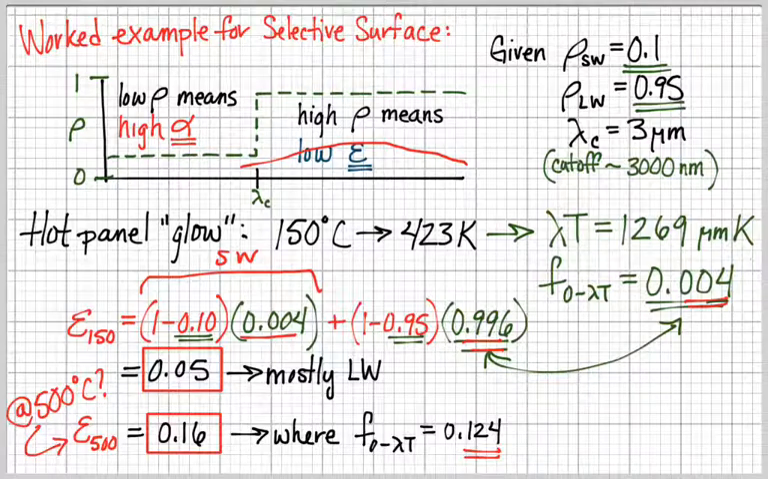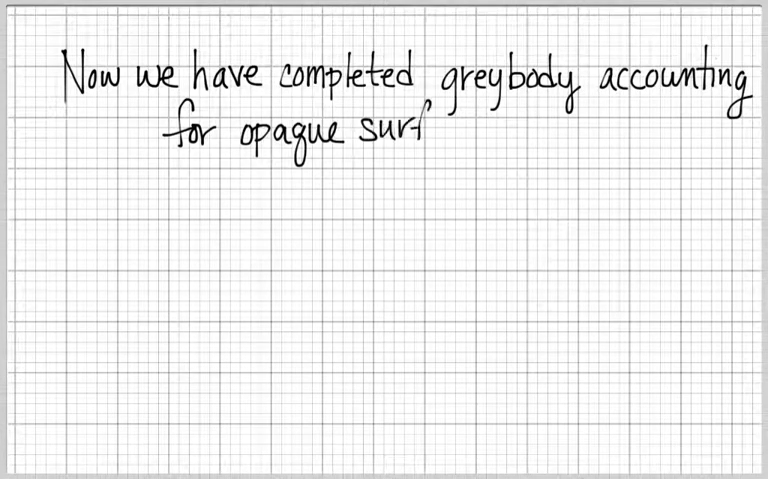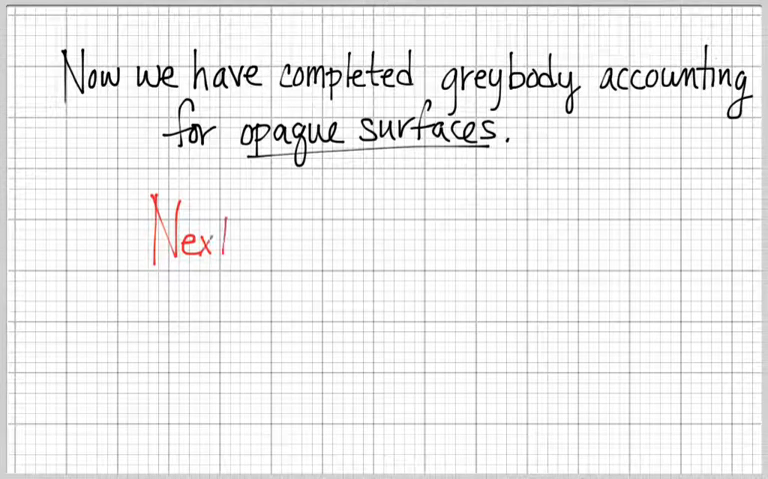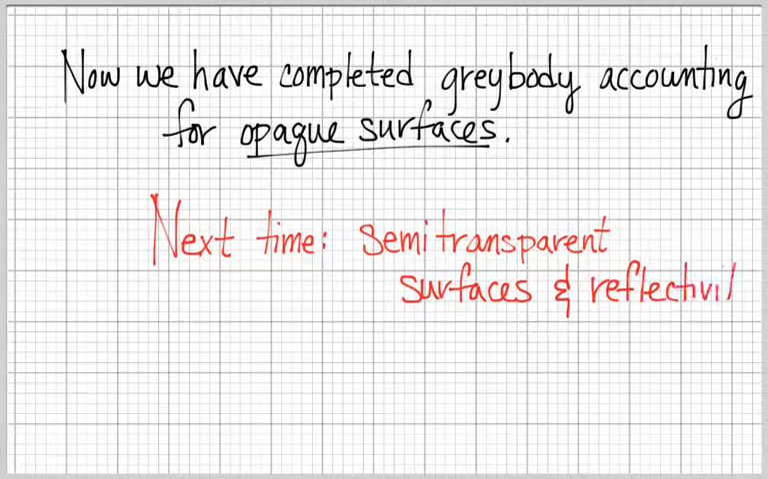Okay? Worked example. Now, we have used this lecture to generate a complete idea of how we do gray body accounting for opaque surfaces. The next time we have a lecture, we will be dealing with semi-transparent surfaces. So what do we do when tau is not 0? And it's going to bring in the term reflectivity, R, as opposed to reflectance, rho. So keep an eye out for that, and we'll see you next lecture.